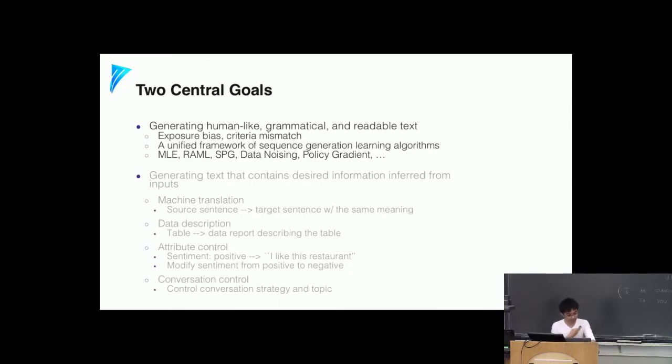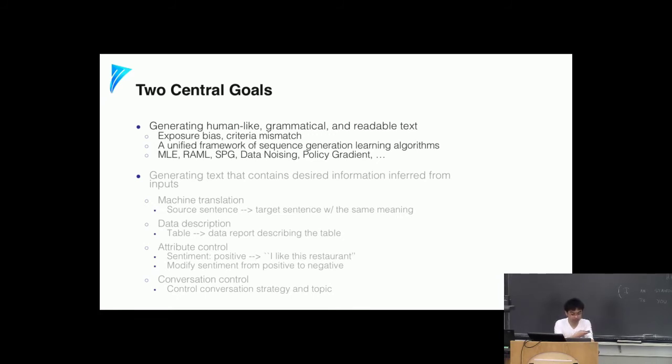Yeah, this is the first part. To generate human-like natural language, we basically want to address these two issues: exposure bias and criteria mismatch. And we propose a unified framework for sequence generation learning algorithms, including maximum likelihood learning, REMO, softmax policy gradients, and data noising, and also the standard policy gradient, which we didn't cover here.